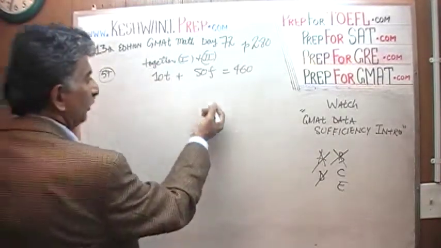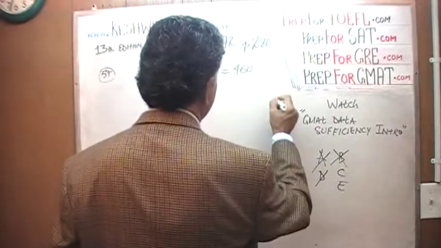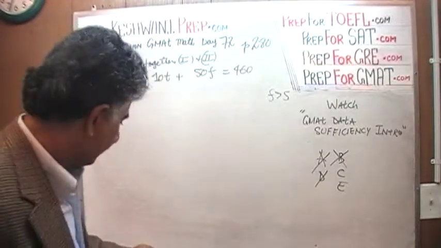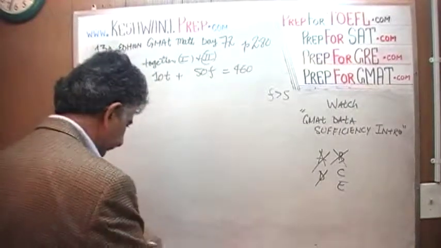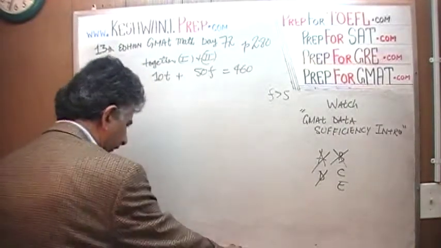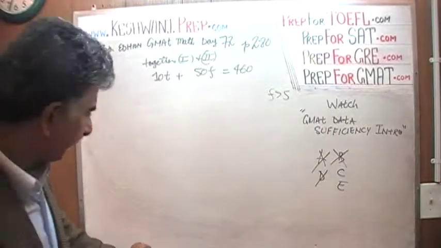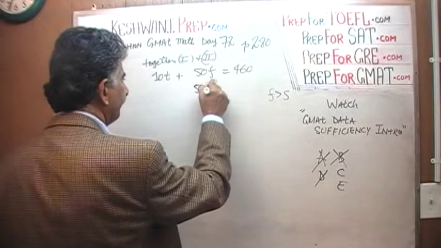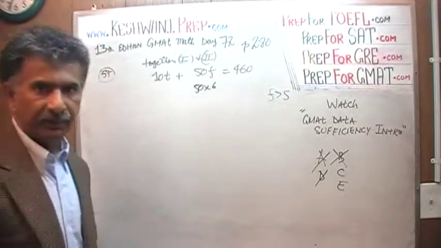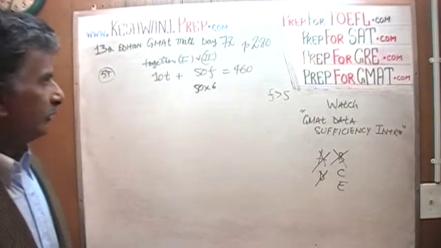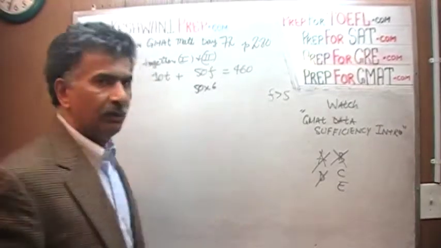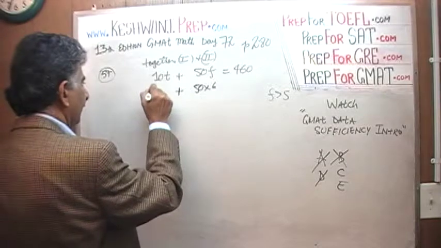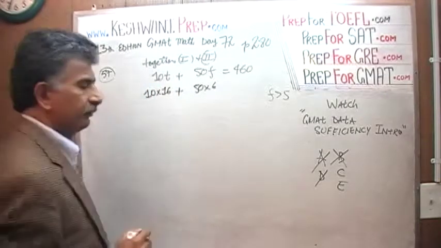Since we know that f has to be more than 5, I'm going to plug in a number for f. Let's pretend that f is 6. We're going to put in f equal to 6 and see what happens. That's what it is, trial and error. So f is 6. 6 times 50 is 300. That's $300, which means since the total is 460, we have $160 left over. That means they must have purchased 16 of the $10 ones.